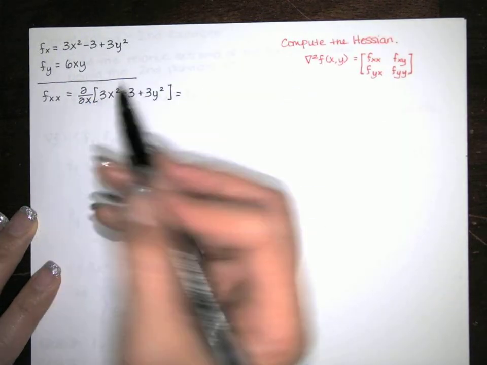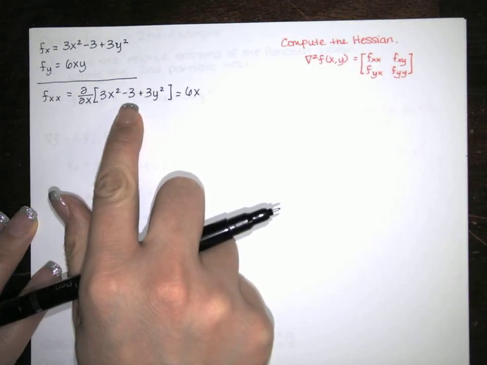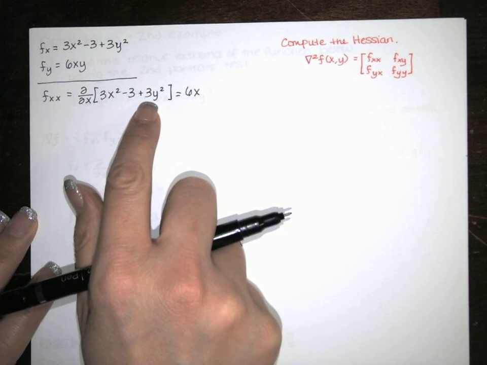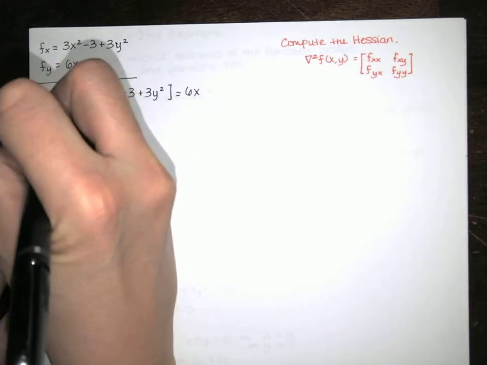Derivative of 3x squared with respect to x is 6x. That's a constant, so the derivative is 0. That's constant with respect to x whenever we're taking a partial derivative, so its derivative is 0 as well. So we get a 6x there.